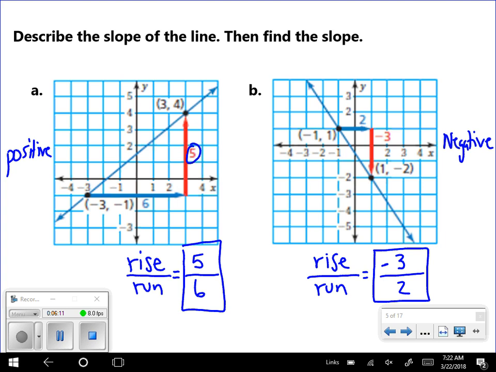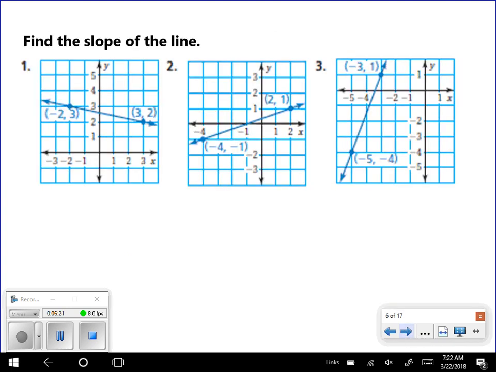Anytime you're able to simplify slope, you should do so. But in these cases, they're already simplified. Okay, let's look at some more examples. All right, now we don't have those lines to help us. It says find the slope of the line, so we're looking for rise over run.